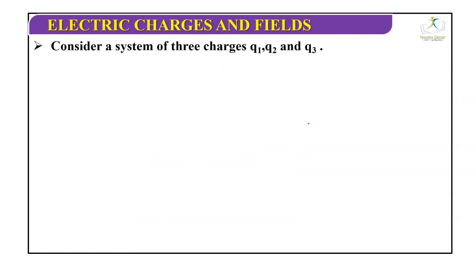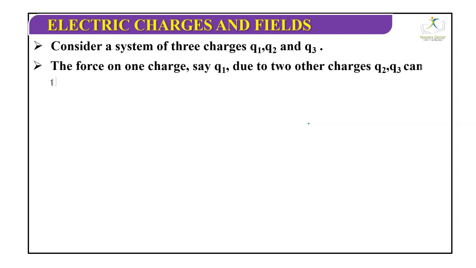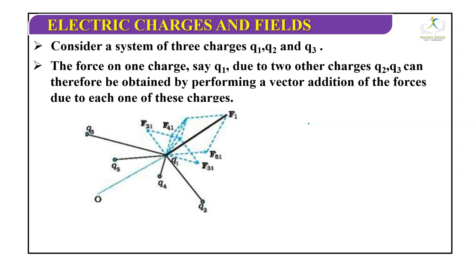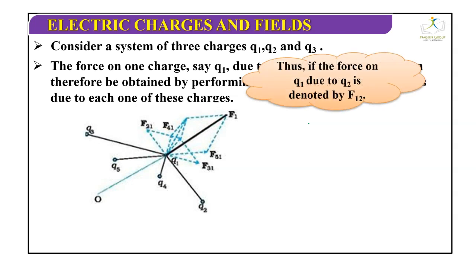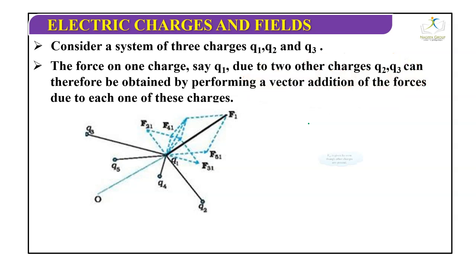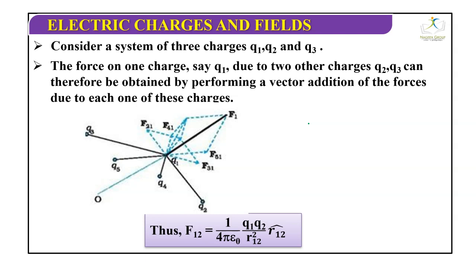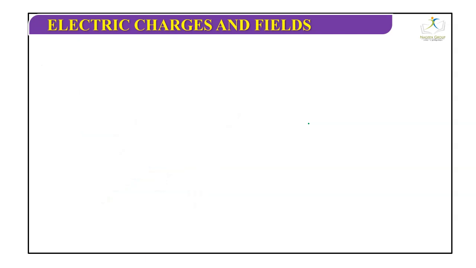Consider a system of 3 charges containing only Q1, Q2 and Q3. So we can find the net force on Q1 due to the other 2 charges by performing the vector addition of the forces. Thus, the force on Q1 due to Q2 is noted as F12, and F12 is given even though other charges are present. Thus, F12 is equal to 1 by 4 pi epsilon naught Q1 Q2 divided by R12 square, R cap 12.